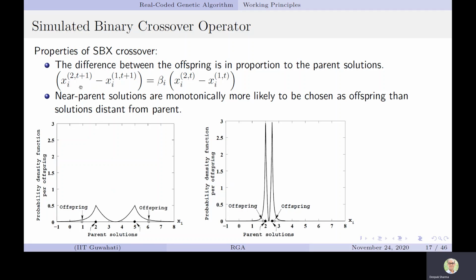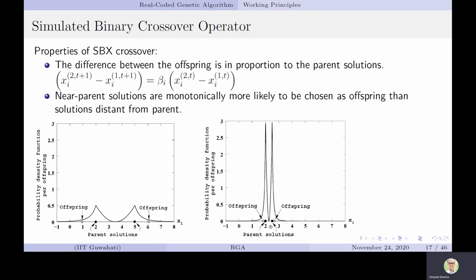Another property, as we have discussed: the difference between the offspring solutions equals beta_i times the difference of the parent solutions. And this is another quite interesting property. Say we have two solutions, 2 and 5, which are currently far apart. When we generate the offspring solutions using the SBX operator, as you can see in the figure on the left hand side, the offspring are also far apart.